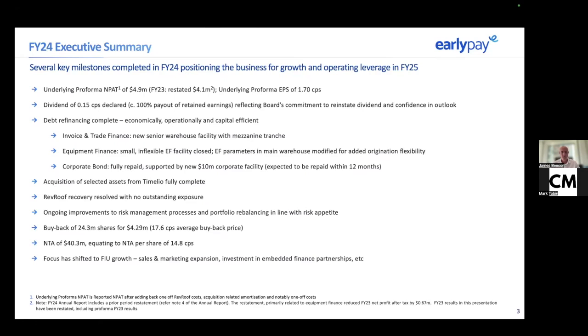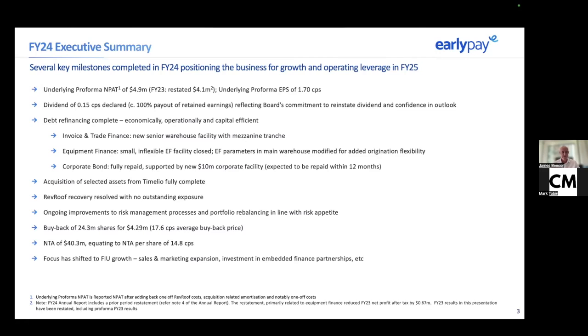We've addressed that issue. The underlying pro forma earnings per share was 1.7 cents per share, and the board declared a dividend of just 0.15 cents per share, which is quite low and a lot lower than the earnings per share. But because we have a limited amount of retained profits to pay dividends from, that was what constrained it. As retained profits are rebuilt through time, it's the board's expectation that the dividend payout ratio will revert back to historical levels, which is about 50 or 60% of earnings.